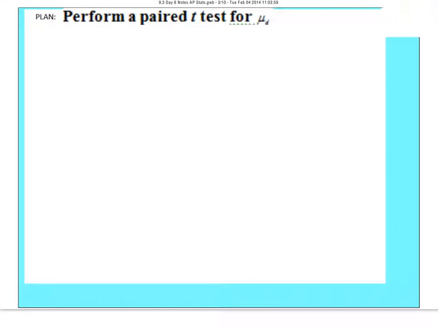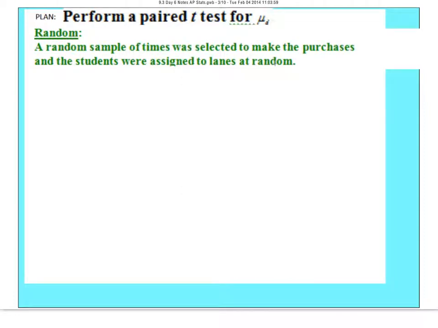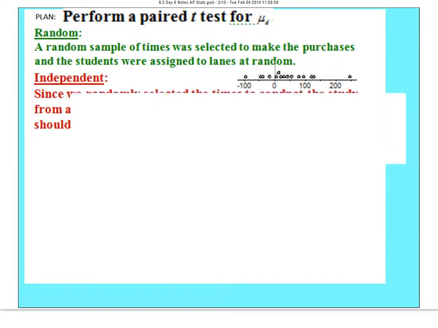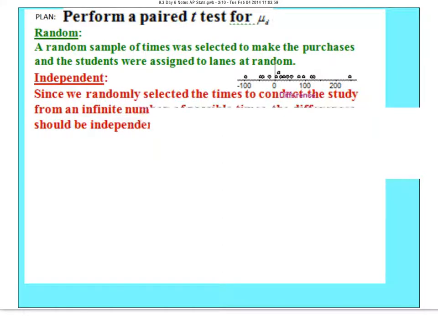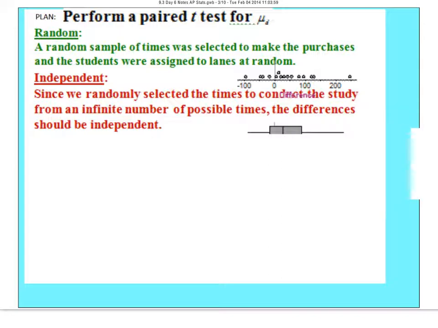For my plan, I'm going to perform a paired t-test for mu. I could say one sample paired t-test if I wanted to, but the paired implies it will be one sample. Were things done randomly? A random sample was selected to make the purchases for the lanes, so we're good with that. For independence, we are not doing replacement, so since the randomly selected times to conduct the study are from a finite number of possibilities, the differences should be independent.